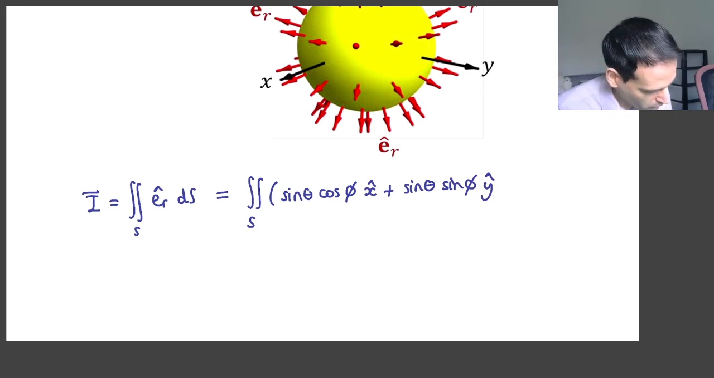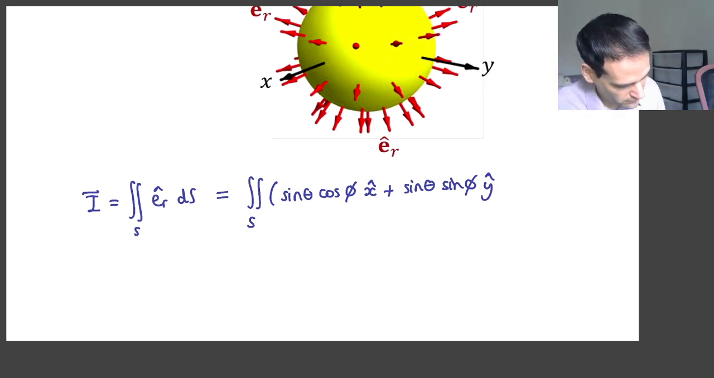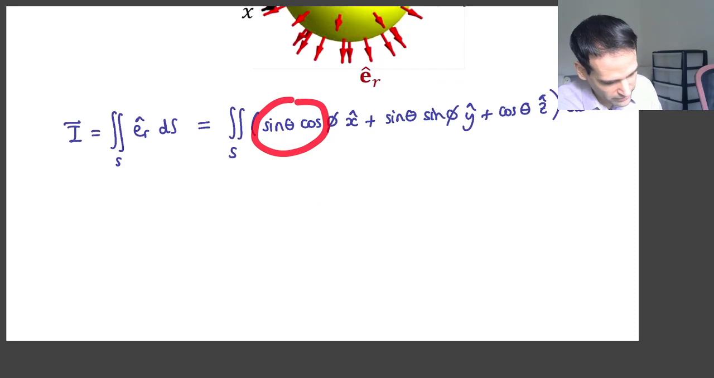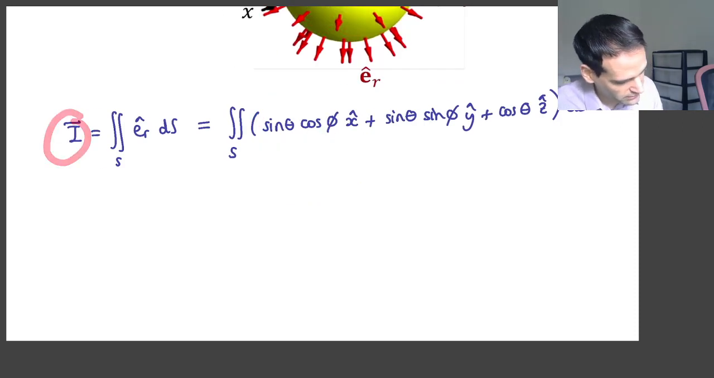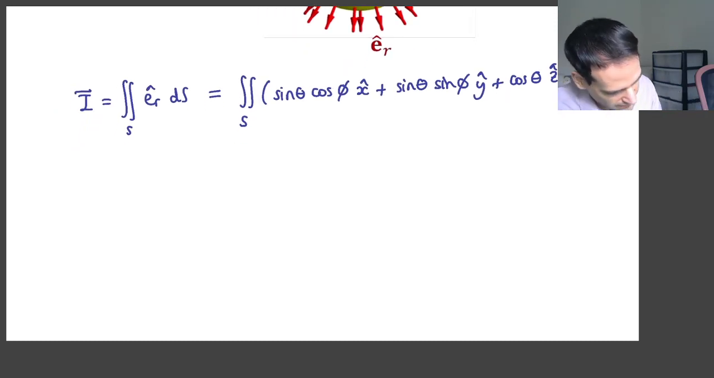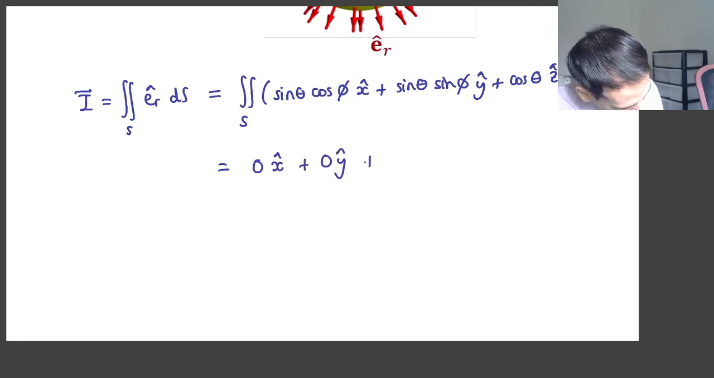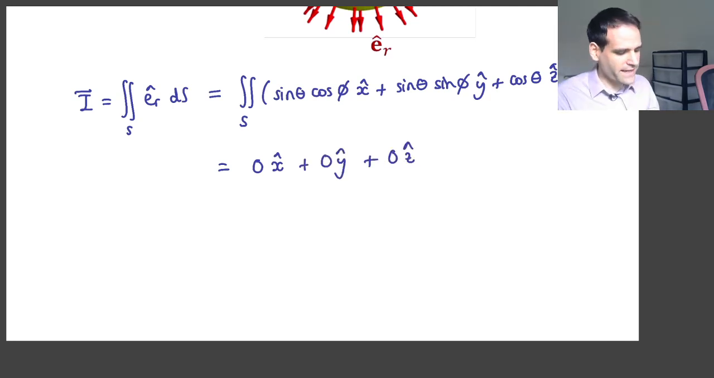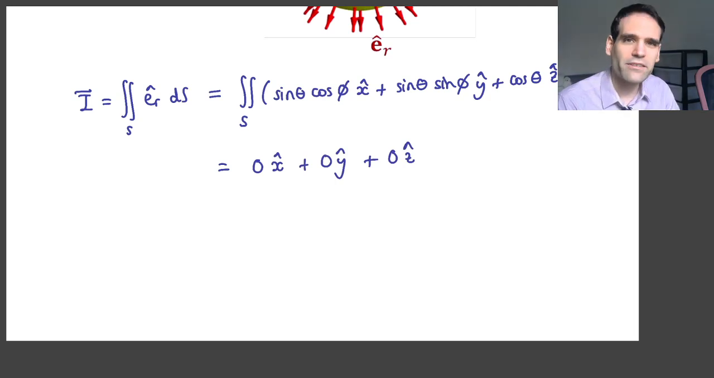Okay, so now we need to do these three integrals. We need to do this integral, and that will be the x component of the answer. Then we need to do this integral, and that will be the y component of the answer. And we need to do this integral, and that will be the z component of the answer. And each of these integrals, if you do them for the sphere, you get 0 plus 0 plus 0. So indeed, they all cancel out, as we expected.